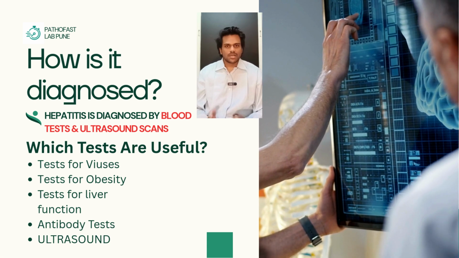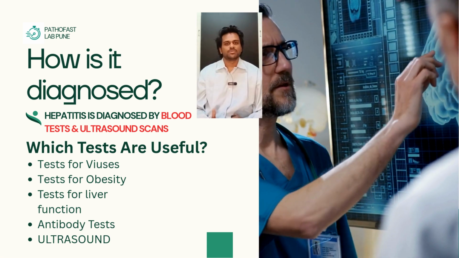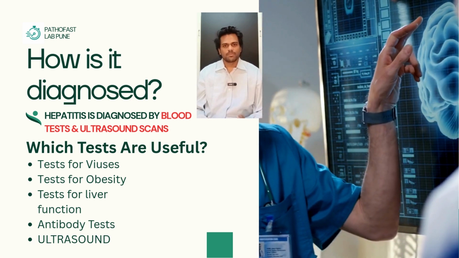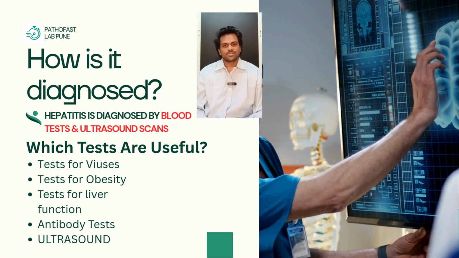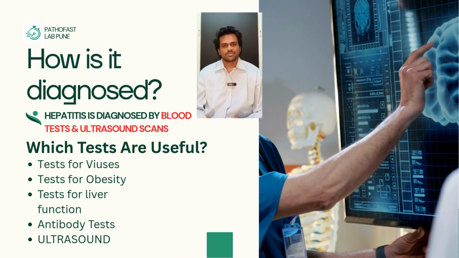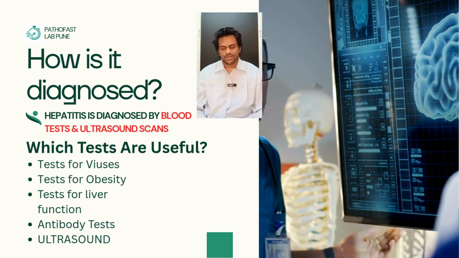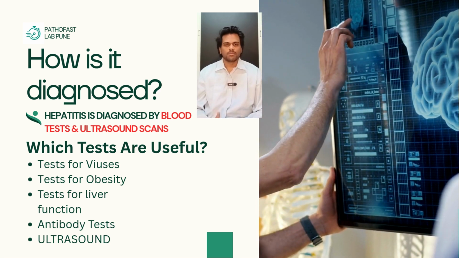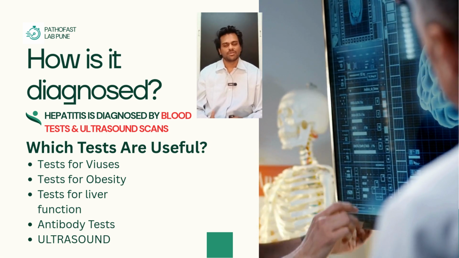So which tests are done for hepatitis? Well, these include tests for viruses, tests to check whether you are obese or overweight, and tests to check whether your liver is functioning properly. We call these liver function tests. We also test whether there are increased levels of antibodies in your blood, which are signs of an autoimmune disease where your body attacks organs inside itself. And we do an ultrasound to check for any other problem in your liver. So these are broadly the tests which we do to check for swelling or any damage to your liver.